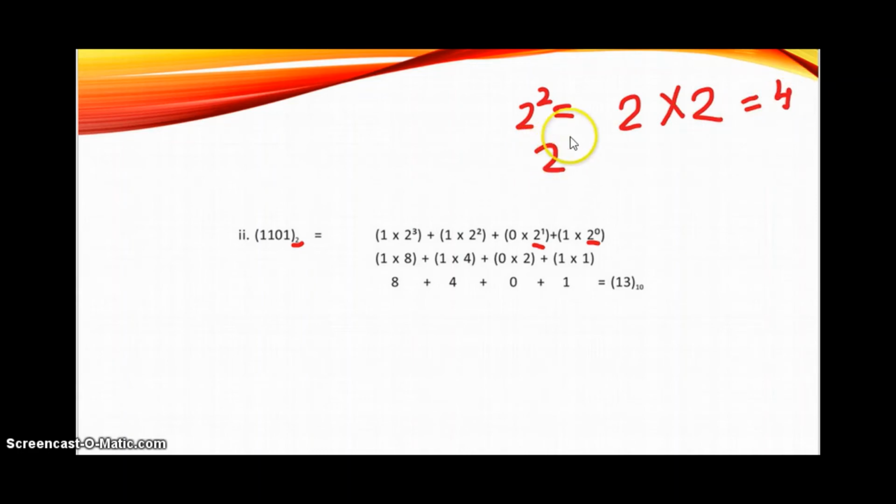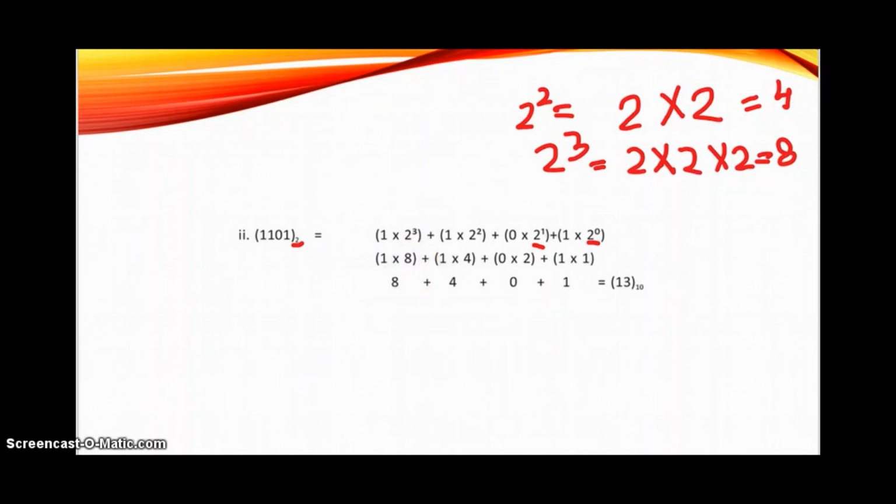2 raised to the power 3. What is 2 raised to the power 3? 2 written 3 times with multiplication signs in between. So what will be 2 raised to the power 3? It will be 8. So the answer comes out to be 13 after simplification, because here it is 2 to the power 3 and it is 8. So I have told how it appears.